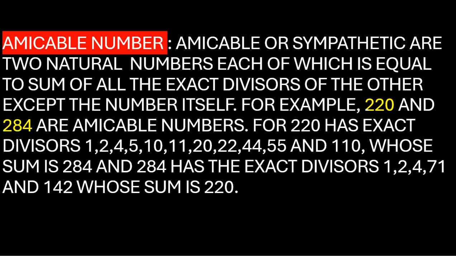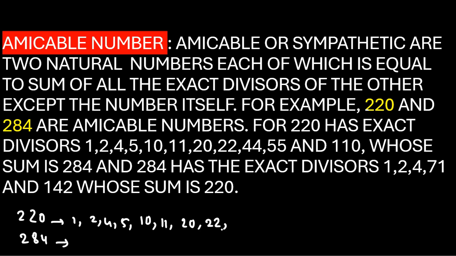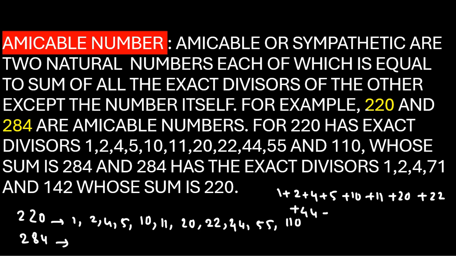Why are they amicable numbers? Now 220 has the factors 1, 2, 4, 5, 10, 11, 20, then 22, 44, 55 and 110. Now if you add all these factors, 1 plus 2 plus 4 plus 5 plus 10 plus 11 plus 20 plus 22 plus 44 plus 55 and plus 110, that means except the number itself, if you add all its factors, the sum is 284.